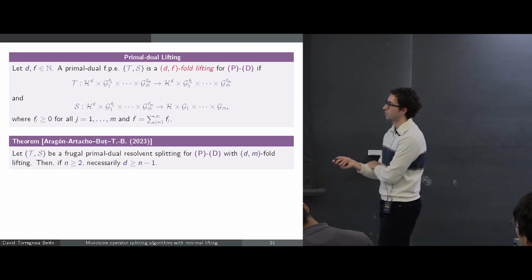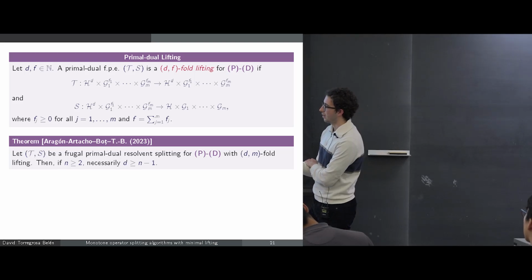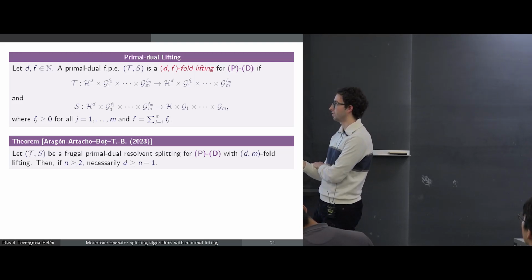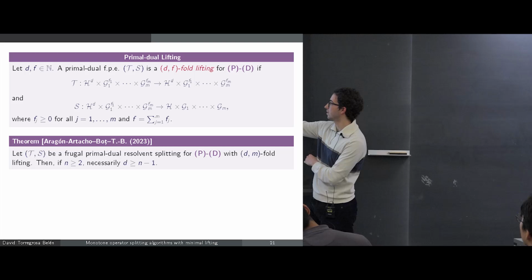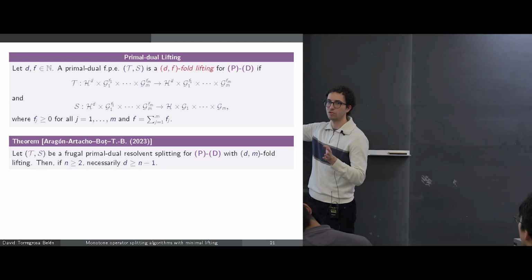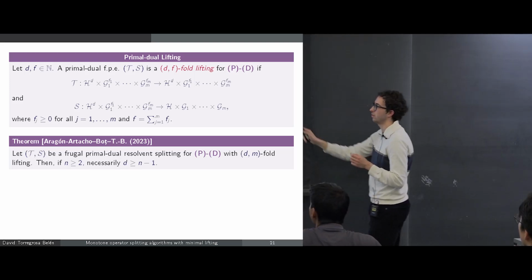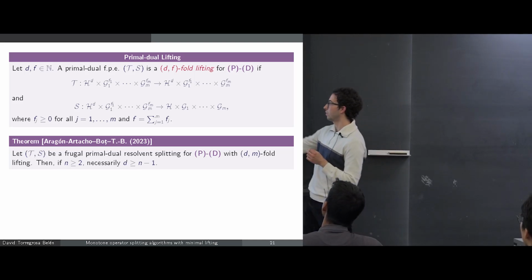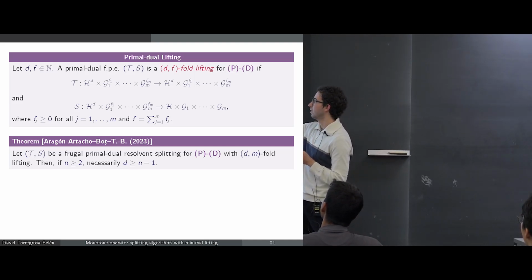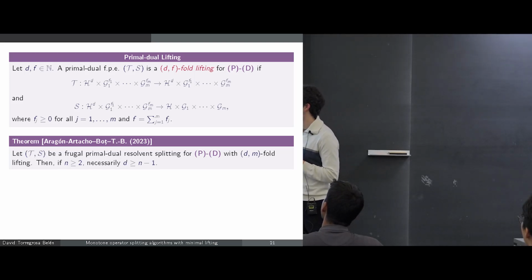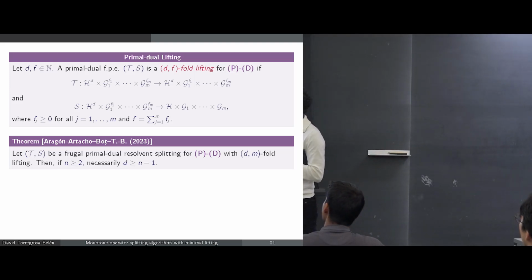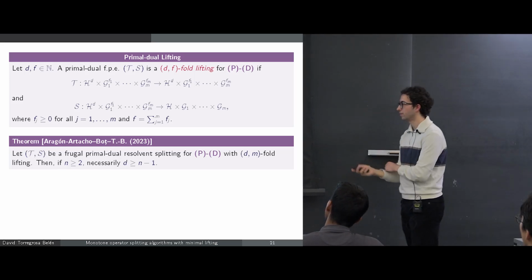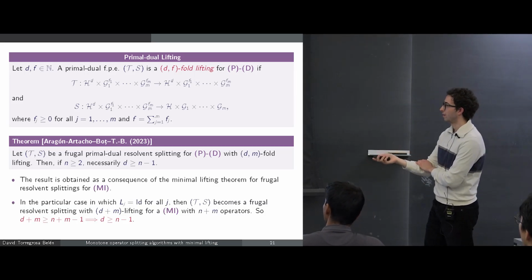Okay. So with this definition, what we could prove is that given a frugal primal dual resolvent splitting for the composite monotone inclusion that has dm lifting, this is, we are fixing the lifting of the dual variables to be the same number as the maximally monotone operators that were composed in the problem. Okay, so we need that. Then, with this dual lifting fixed, the minimal lifting for the primal variable also has to be n-1, which is the number of maximally monotone operators in the primal space minus 1. Okay. Well, I'm going to skip that.